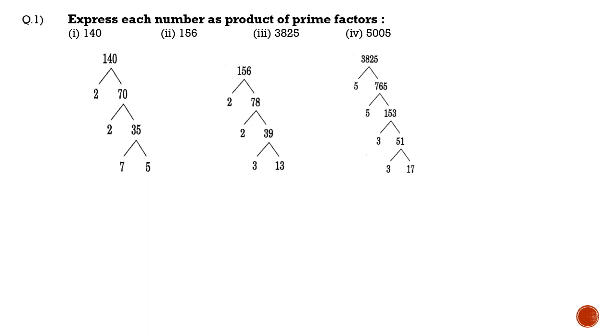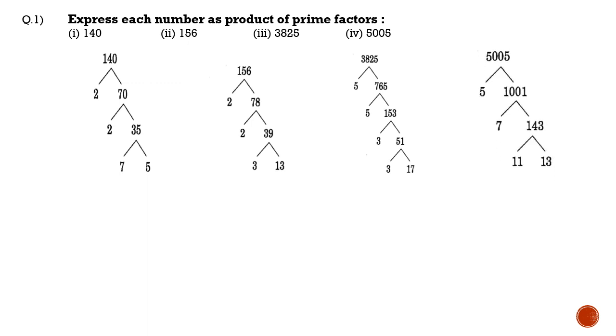Next, 3825. First of all, actually you should start with 2, but it is not divisible by 2, then go for 3, then once again 3, then 5, then 5, and in the end you get 17. It doesn't matter in which order you do it, but for the sake of easiness I told you to follow the order. So the prime factors of 3825 can be written as 3 into 3 into 5 into 5 into 17.